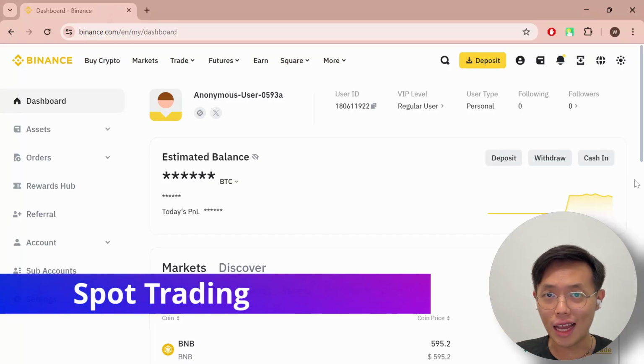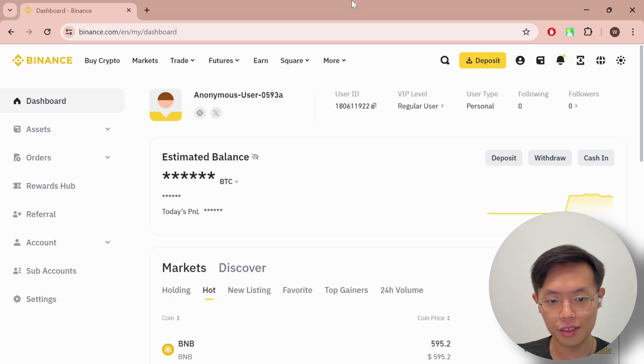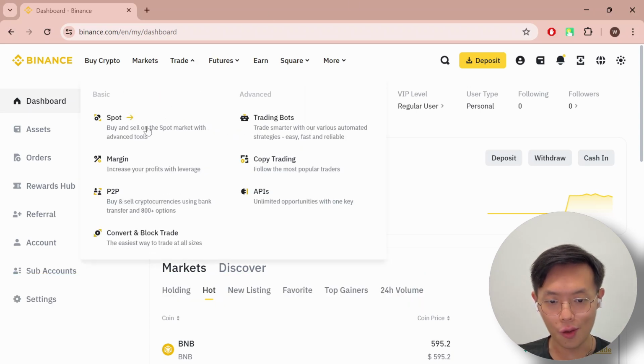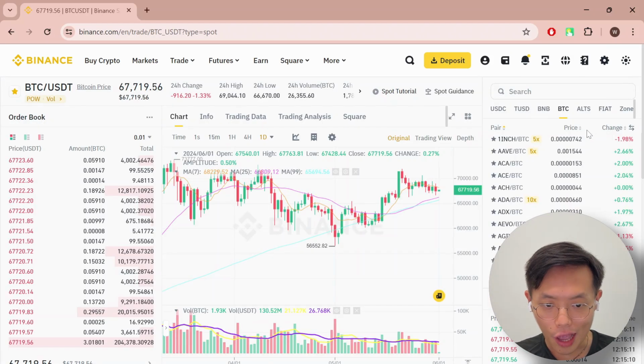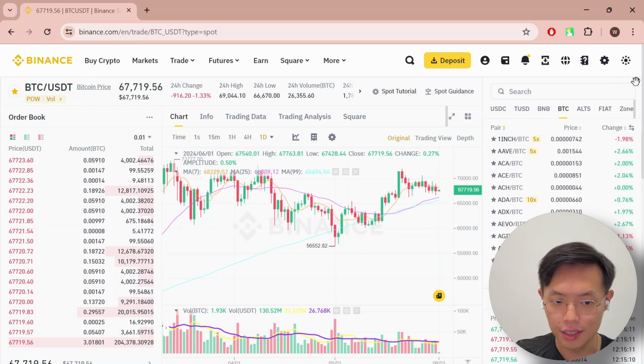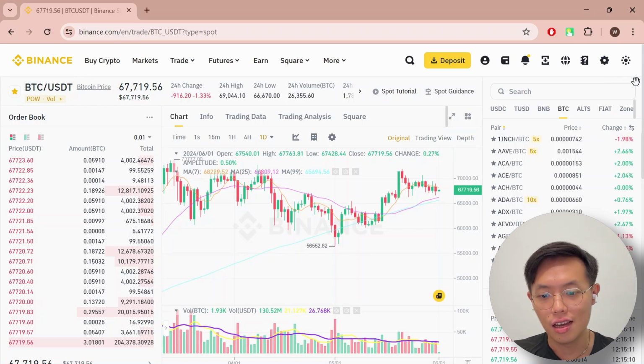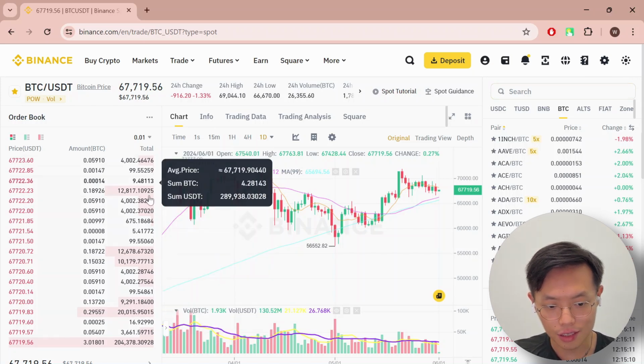So now let's open up the trading page in Binance. All you have to do is go to trade and then press spot, where you buy and sell on the spot market with advanced tools, which are some order tools. So as you can see, this is Binance trade for spot. Right now I'm at the BTC page, right? BTC USDT. I'm going to trade, buy Bitcoin using USDT.